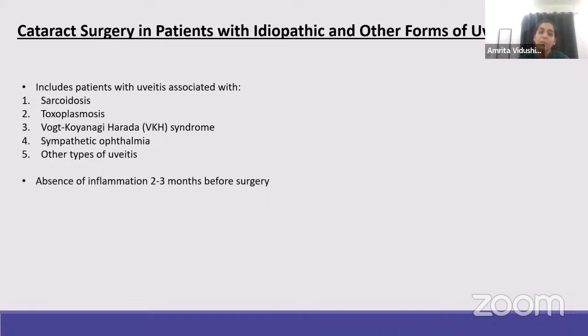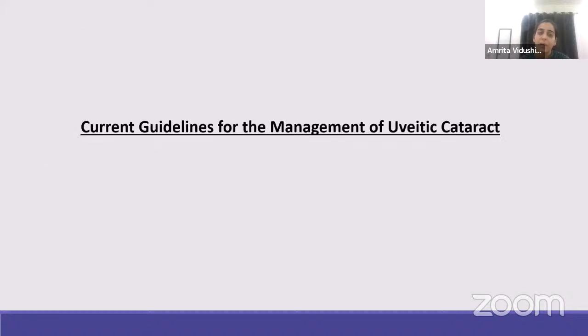Cataract surgery in other forms of uveitis. So these were the cases that we have encountered with the immunosuppression and everything. And these are the other forms of uveitis which can be dealt with as one entity, like in case of sarcoidosis, toxoplasmosis, Behçet syndrome, sympathetic ophthalmitis, and any other type of uveitis. So as the baseline, we still have to remember that the absence of inflammation should persist for 2 to 3 months before the surgery. Currently, the guidelines for management of uveitic cataract.